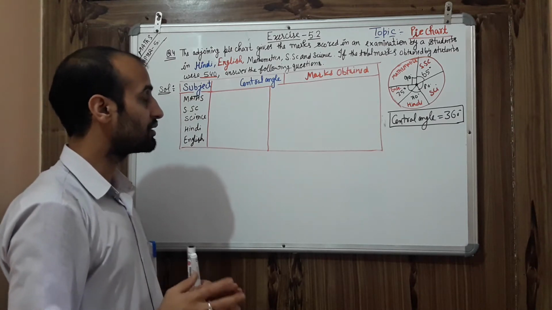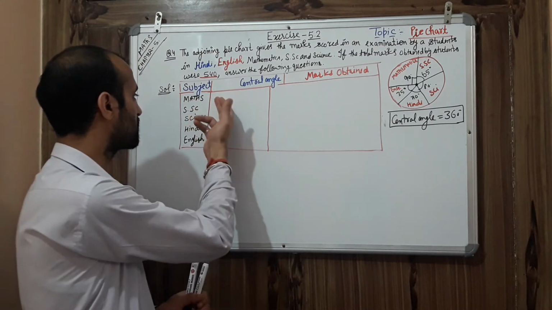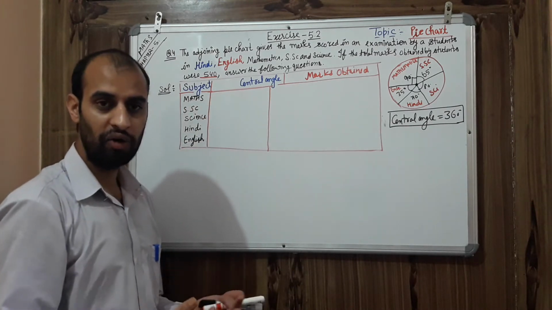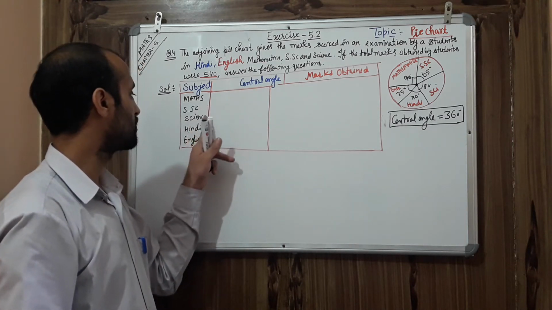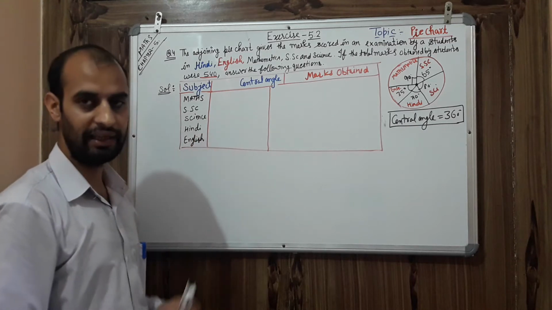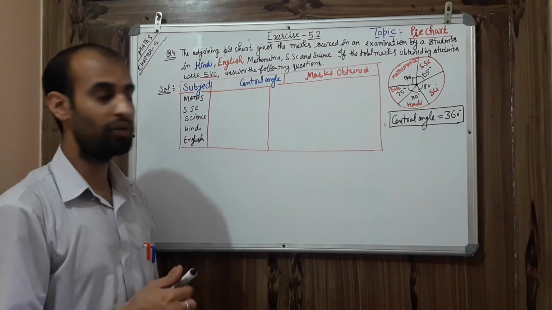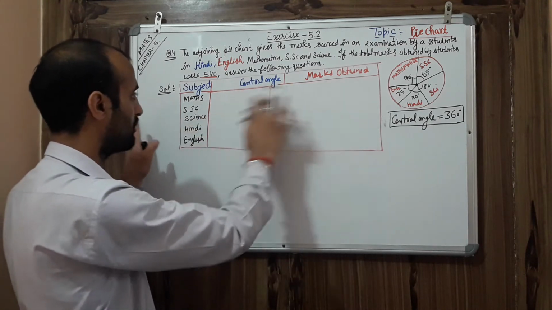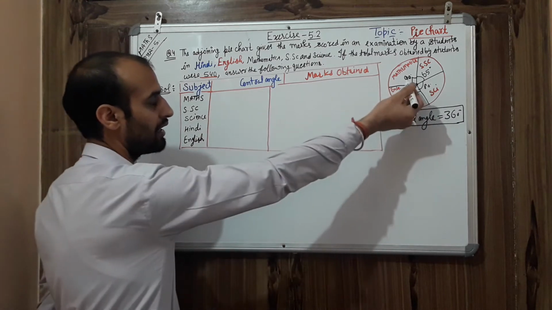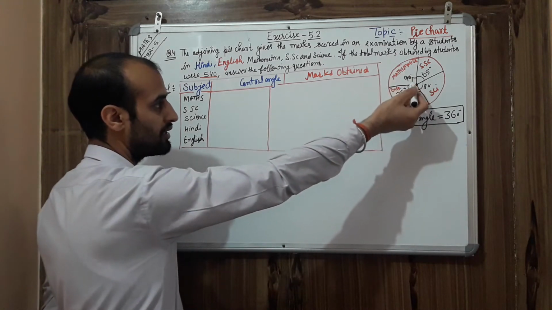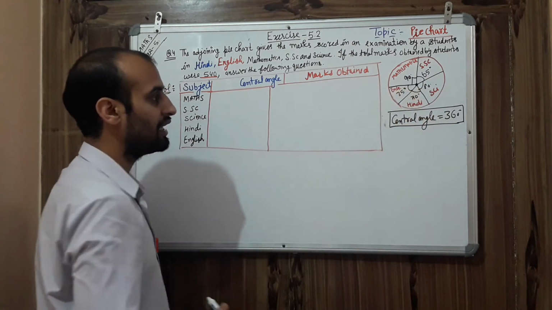Before answering a question, we need to find out how many marks are scored in mathematics, social science, science, Hindi and English. So how do we find out? Let's start first. You need to write this table: subject, central angle and marks obtained. Central angle means whatever angle is given in the pie chart. For mathematics it is 90, social science is 65, science is 80, Hindi 70, English 35.